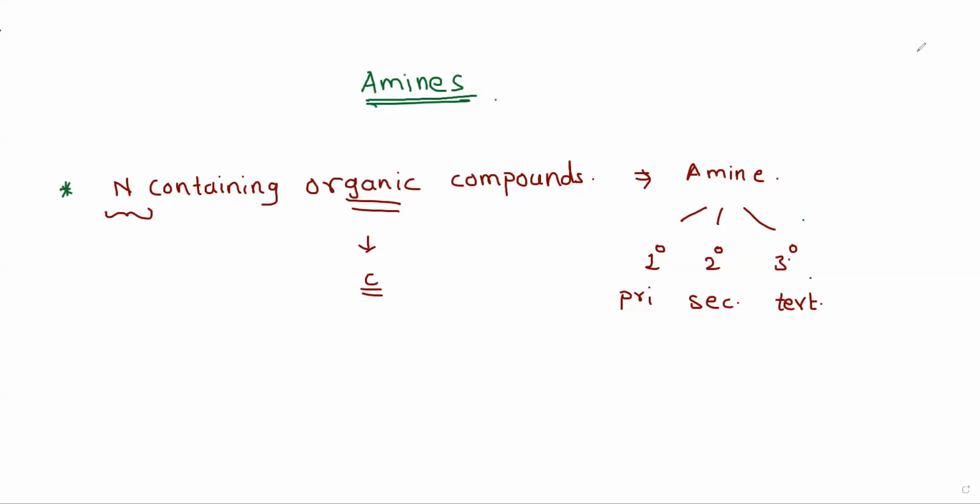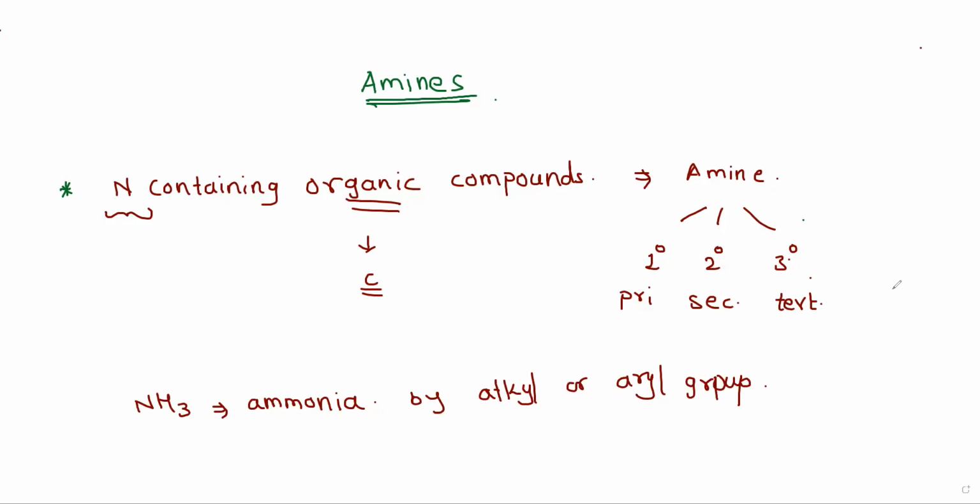So, how do these primary, secondary, tertiary amines occur? They are structures obtained by replacing 1, 2 or 3 hydrogen atoms of the ammonia molecule. The ammonia molecule is NH3. When we replace 1, 2 or 3 hydrogen atoms of ammonia by an alkyl or aryl group, that is the way we can get amines, that is primary amine, secondary amine and tertiary amine. Basically, alkyl is the R group and aryl is aromatic, Ar. Okay.